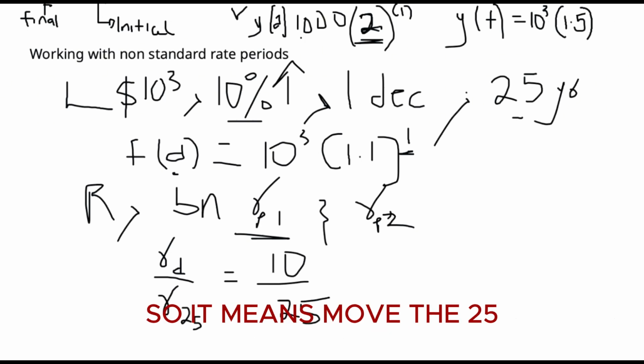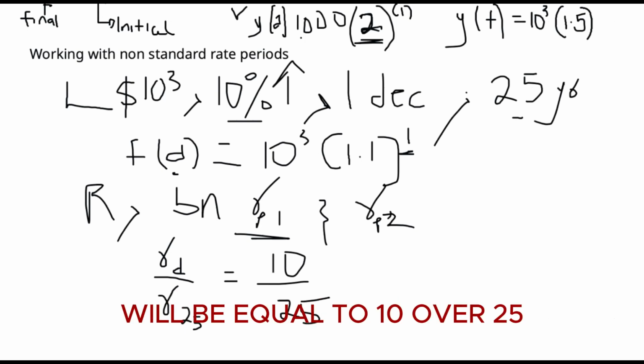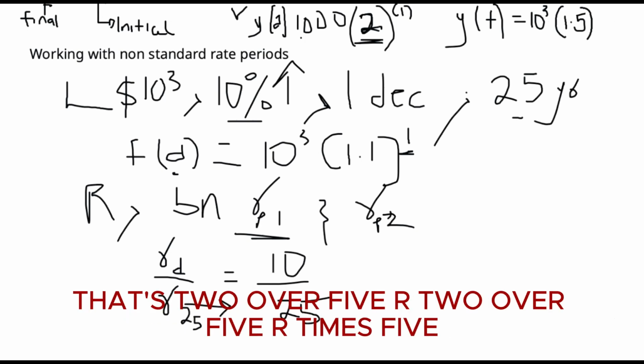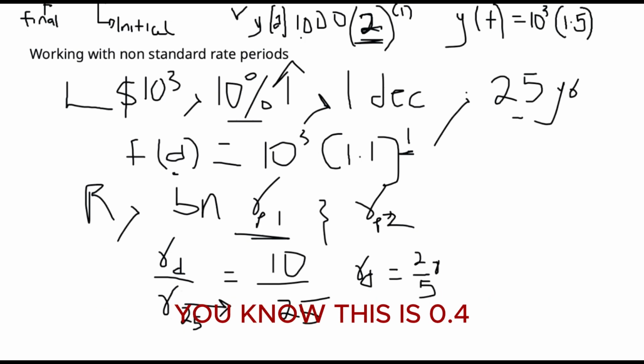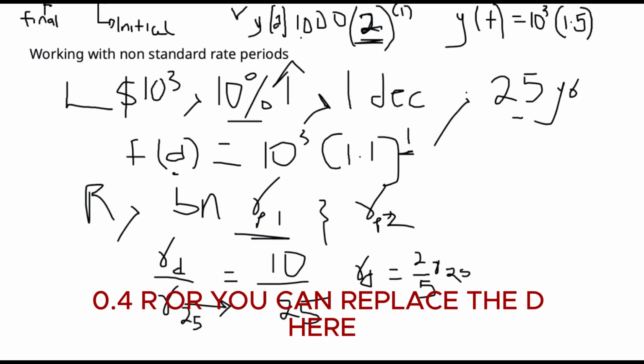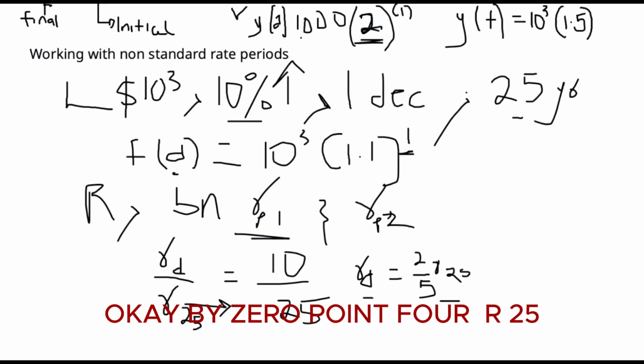So it means we move the 25 to the other side of the equation. So RD will be equal to 10 over 25. That's 2 over 5 R25. And then we know this is 0.4 R. It means RD is 0.4 R25, so we can replace the D here by 0.4 R25.